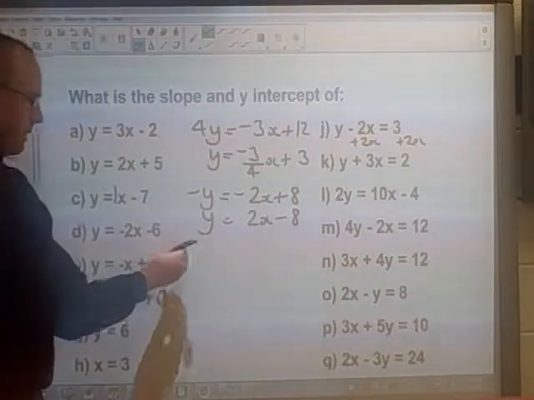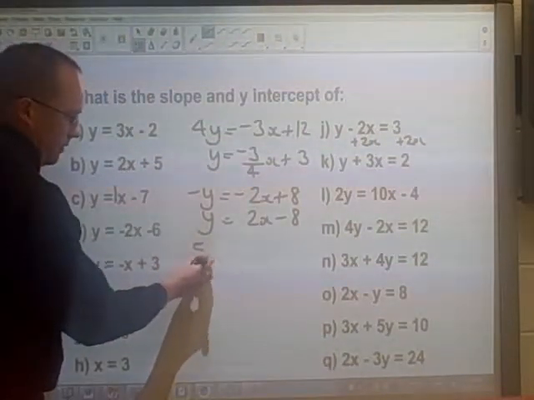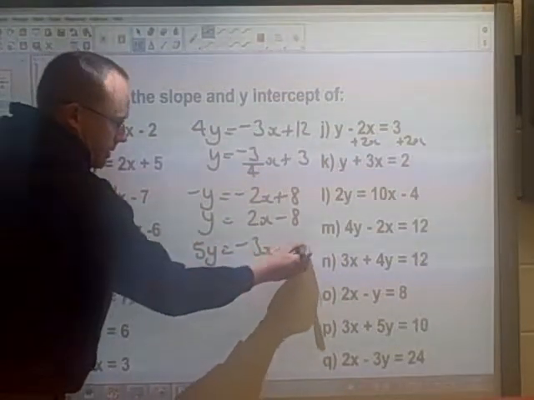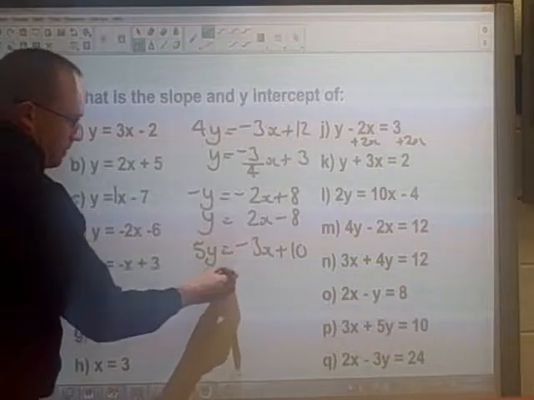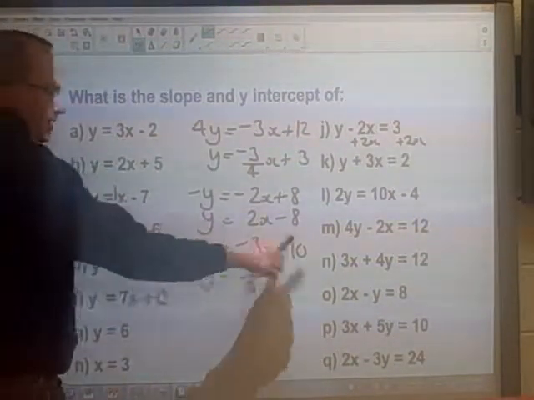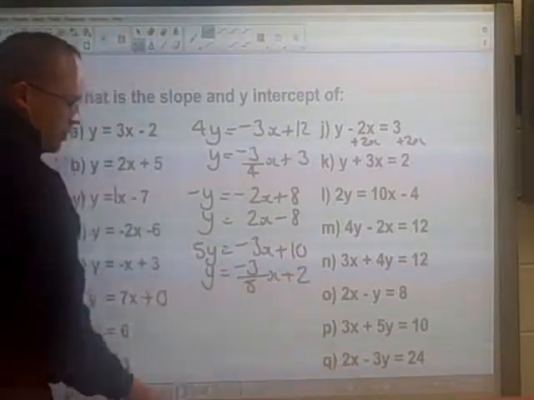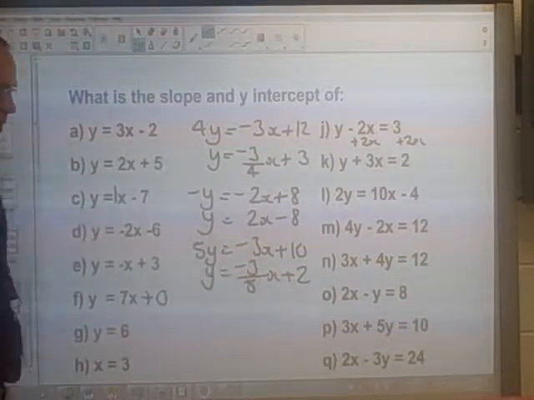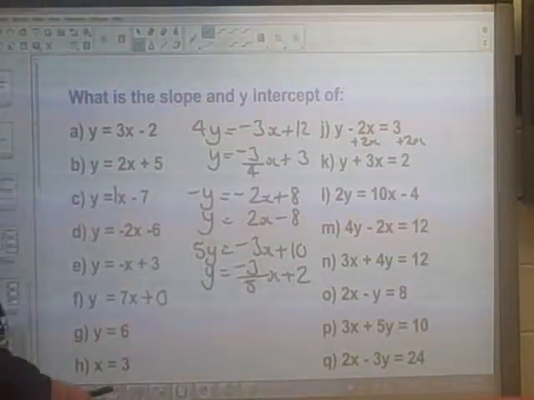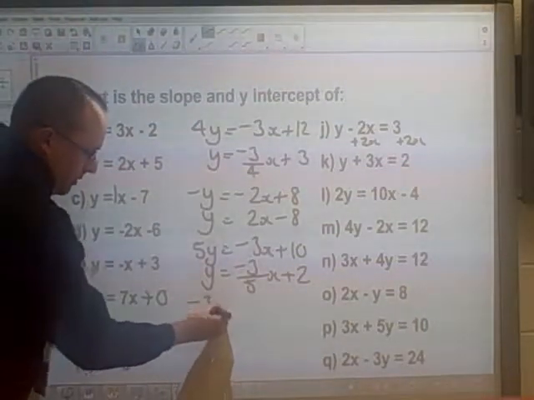For our next to last question, P, I'm going to bring the 3x to the other side first. So that's going to become negative 3x plus 10. And then I'm going to divide by 5. So as 3 doesn't really divide by 5, I'm going to put 3/5. 10 does divide by 5, and it's 2. So your slope is negative 3/5. Y-intercept is 2.